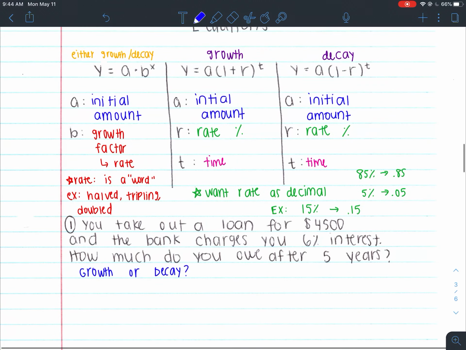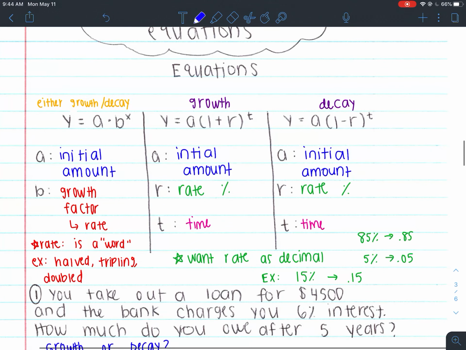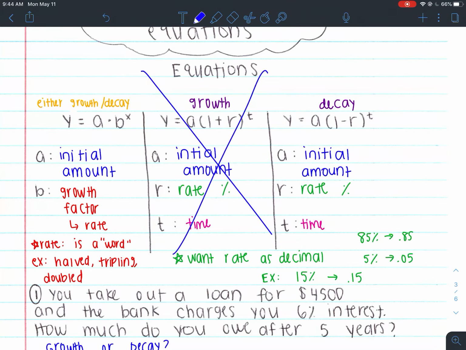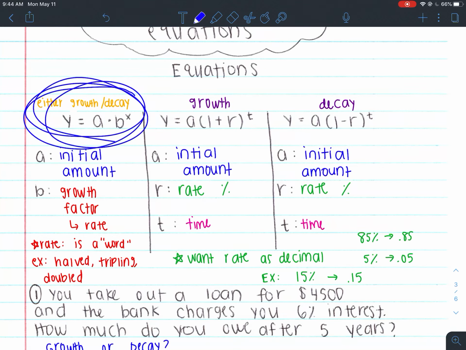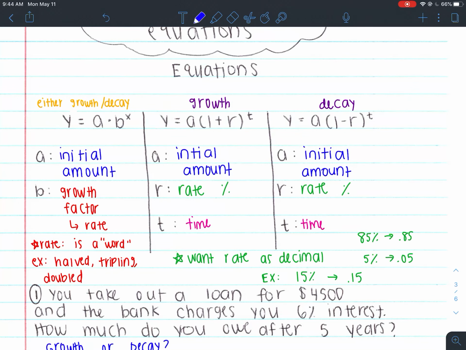Now, here's why we would ask ourselves this. If I know that the problem is decay, then I automatically can get rid of the second one because the second one is a growth equation. So I would eliminate it. Now this one never gets eliminated right off the bat because it can be either. So the first question you ask, you can always at least eliminate one of them.